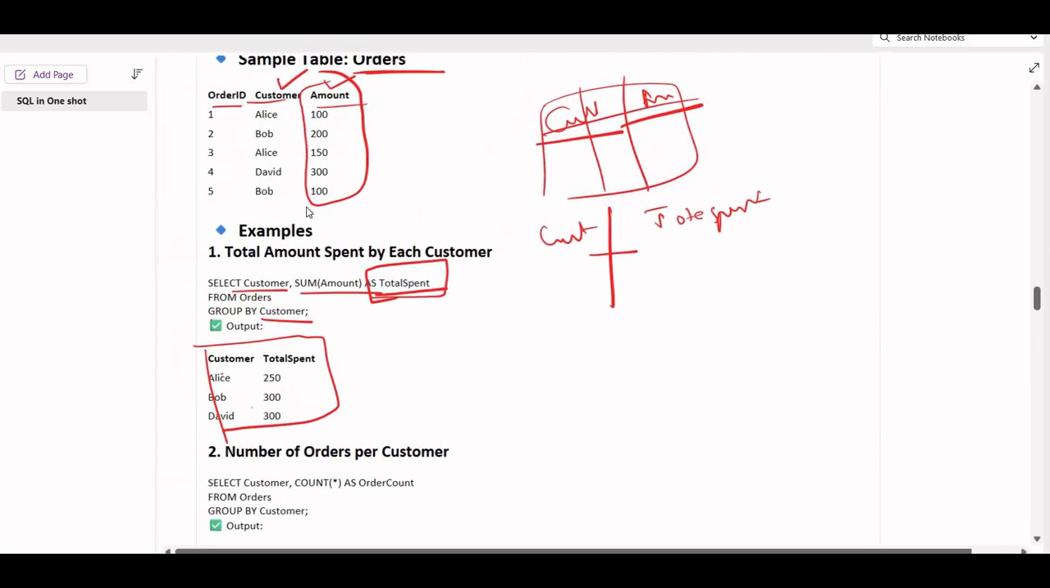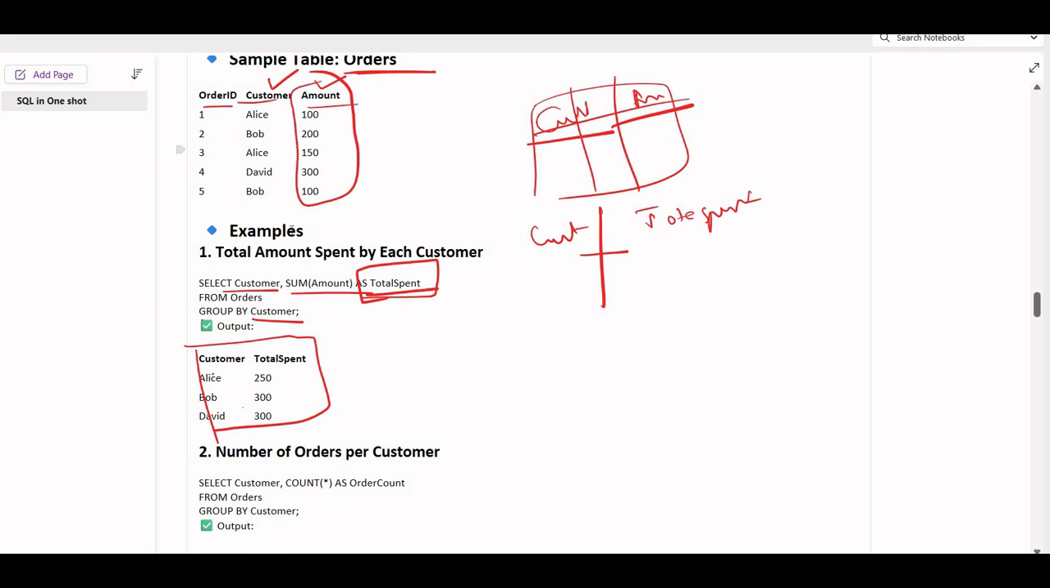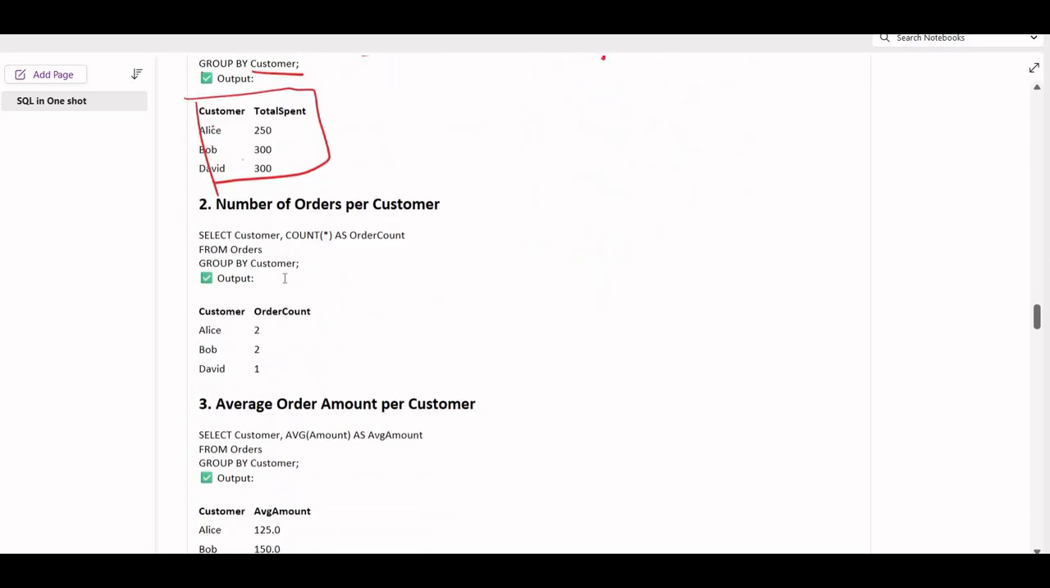So Alice, 250 means 100 plus 150. Alice's name appears 2 times, Bob also has 2 times, and David only 1 time, so 300 is there, okay?